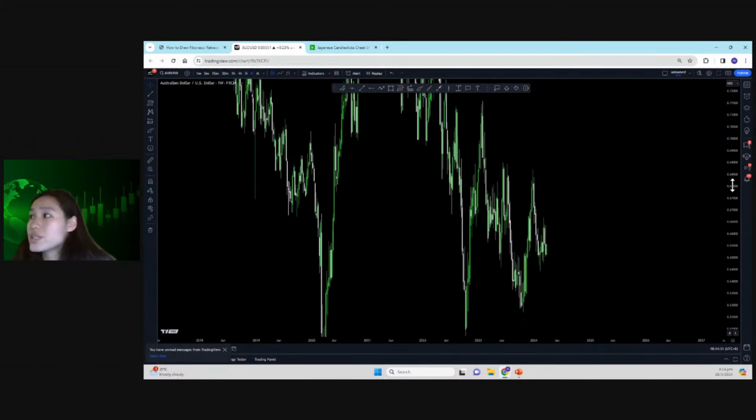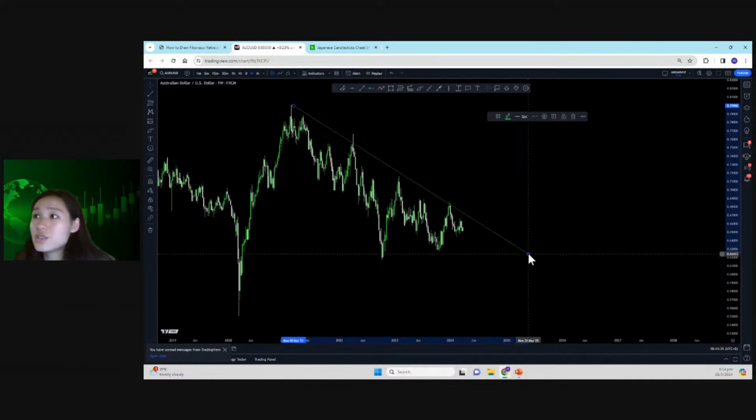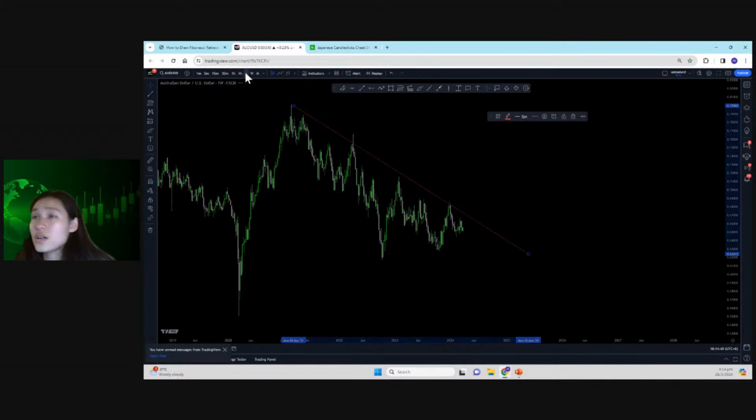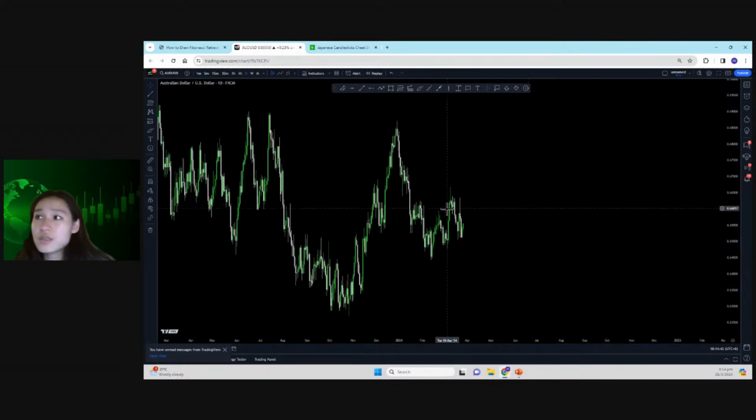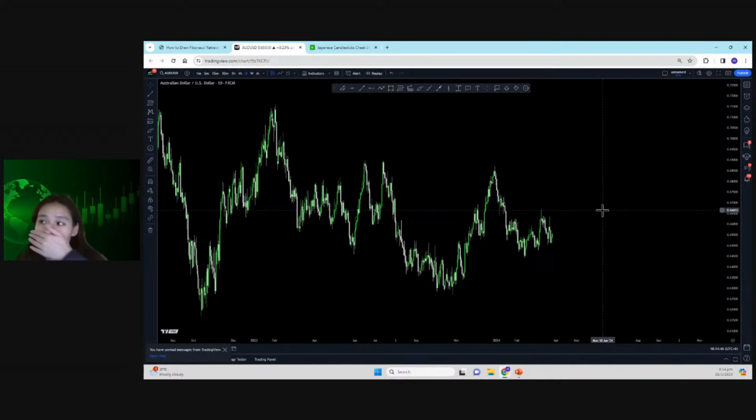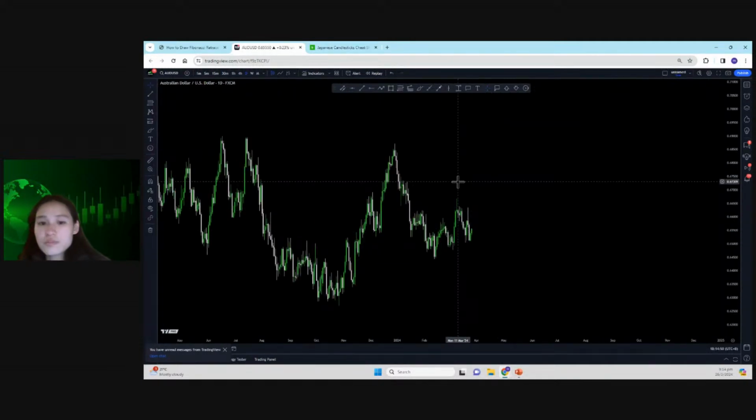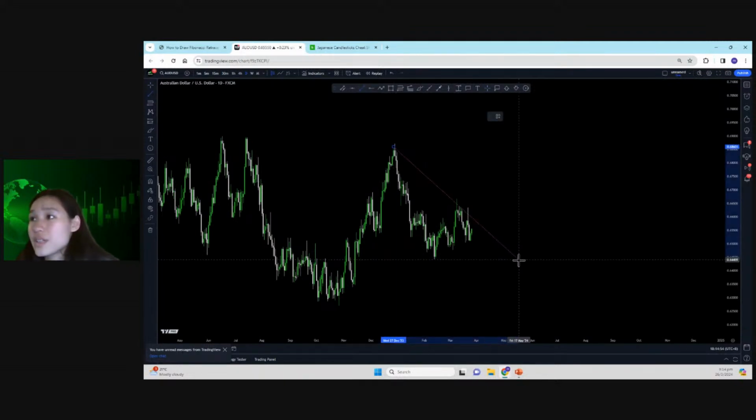Same thing on our weekly time frame. Prices are moving in a descending trend line here. Okay, on our daily time frame, I think we also have a descending trend line here.